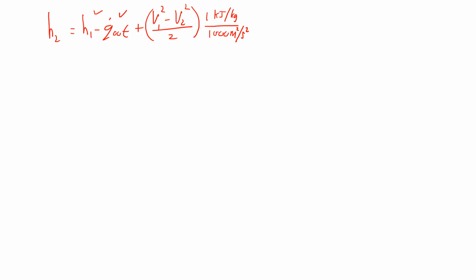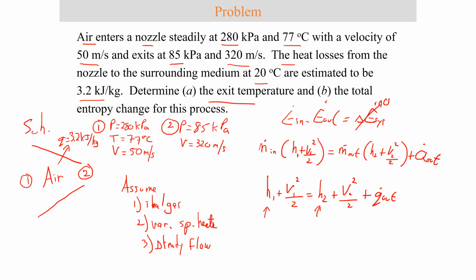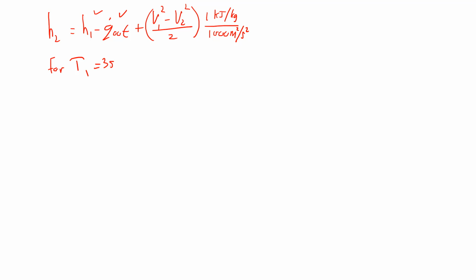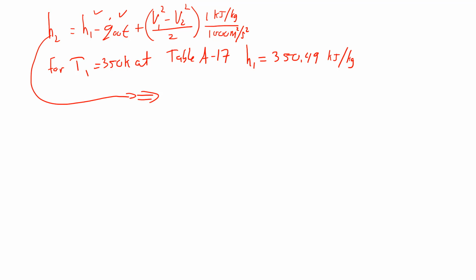So if you go ahead and take your books and turn back to table A17, which is the ideal gas table for air, you can find for a temperature T1 of 77 degrees Celsius, which converted into Kelvin would be 350 Kelvin, you would go to table A17 and interpolate for the enthalpy, which would be 350.49 kilojoules per kilogram.